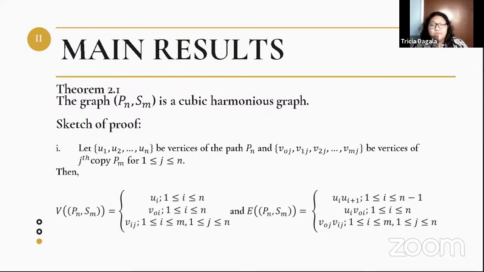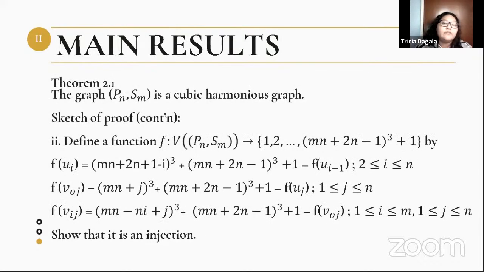So the edge set, they also define the edge set. So u sub i and u sub i plus 1. These are vertices, like earlier where uv is a part of the edge set. So those are just vertices, these are their labels. So u sub i plus 1, u sub i, v sub 0 i, v sub 0 j, and v sub ij. So they defined it.